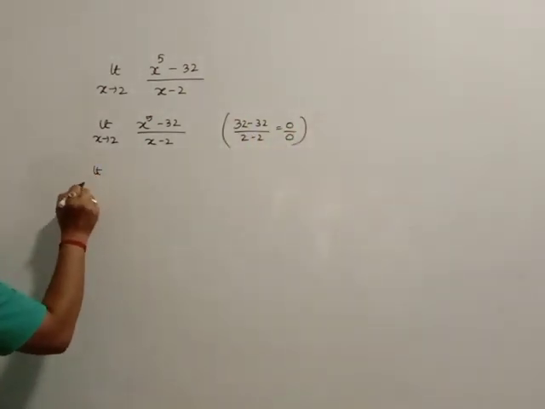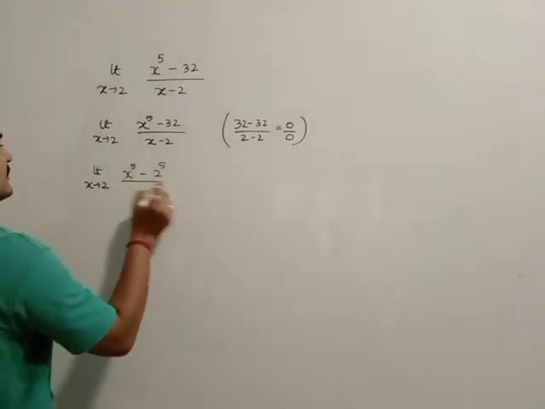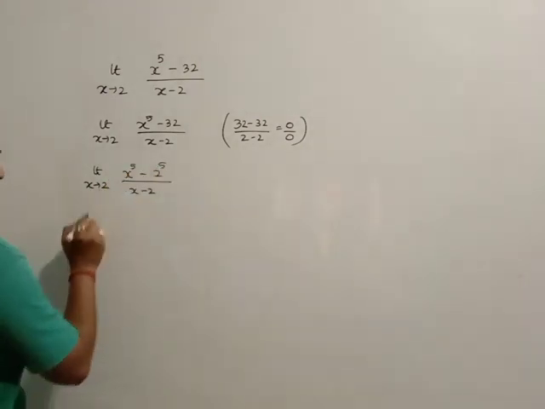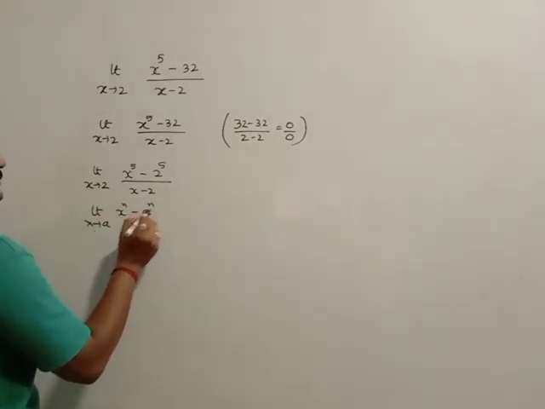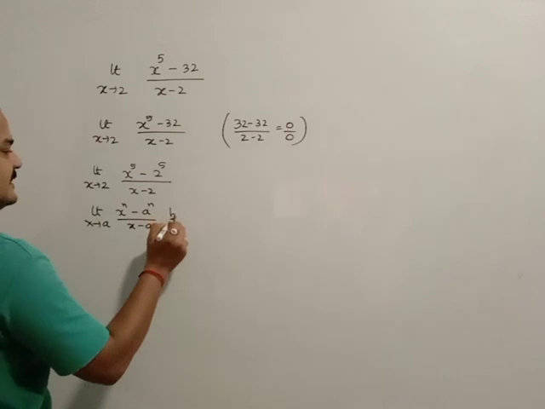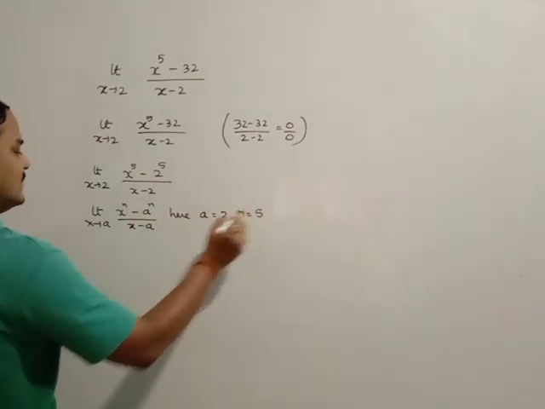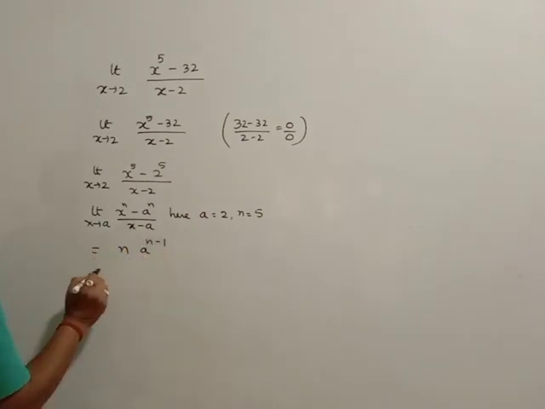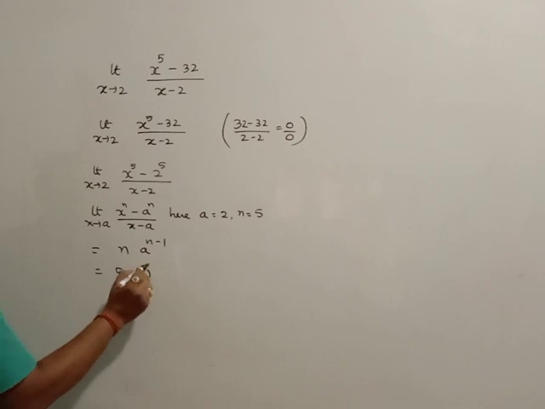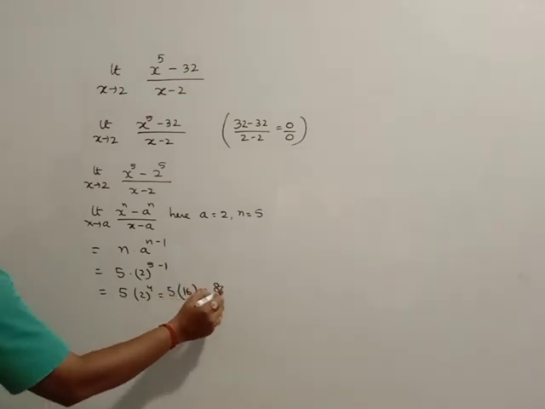So I can write this as limit x tends to 2, (x power of 5 minus 2 power of 5) by (x minus 2). It is in the form of limit x tends to a, (x power of n minus a power of n) by (x minus a). Here a is equal to 2, n is equal to 5. So what is the formula? n into a power of n minus 1. That is 5 into 2 power of 5 minus 1, that is 5 into 2 power of 4, that is 5 into 16, which is equal to 80.